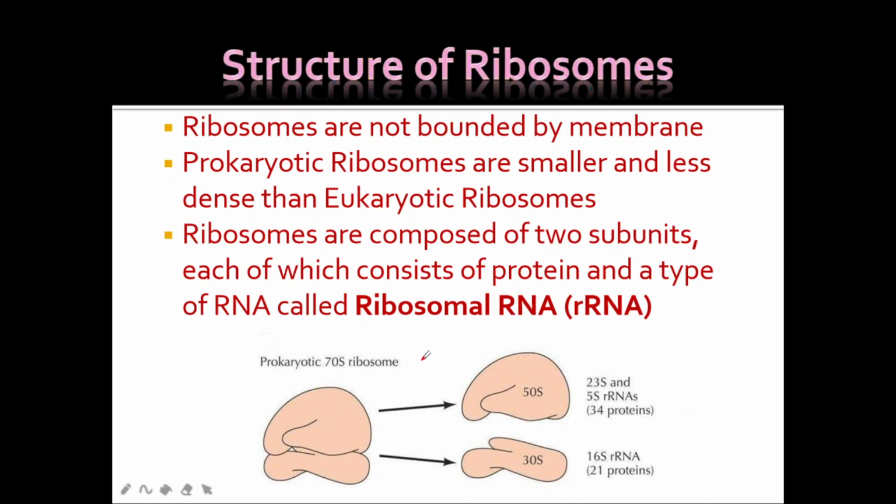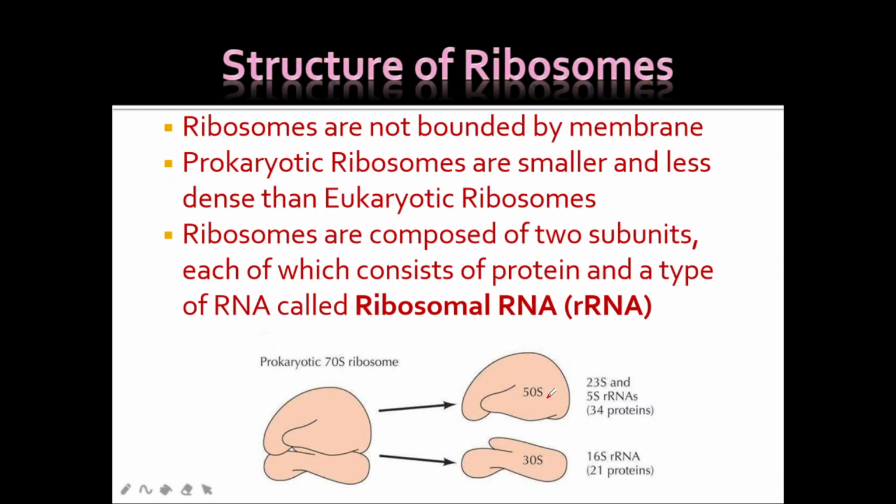See here in the diagram, the prokaryotic 70S ribosome. This is the structure of the 70S ribosome. This is the upper larger subunit, this is the lower subunit, and this outgrowth here is called the protuberance, as I have explained previously. The larger subunit is 50S and the smaller subunit is 30S. These two subunits unite together to form the structure of the prokaryotic 70S ribosome.